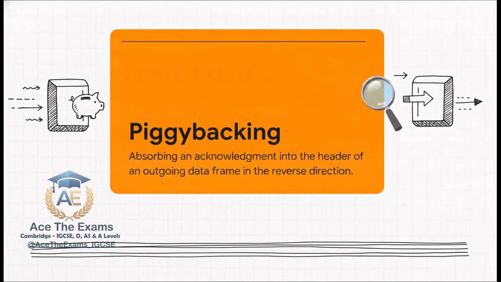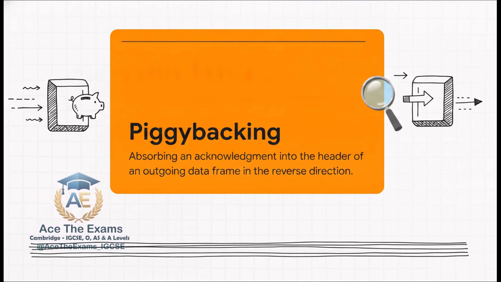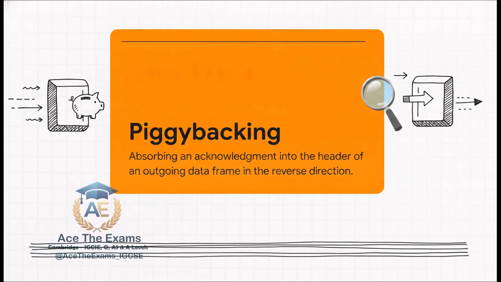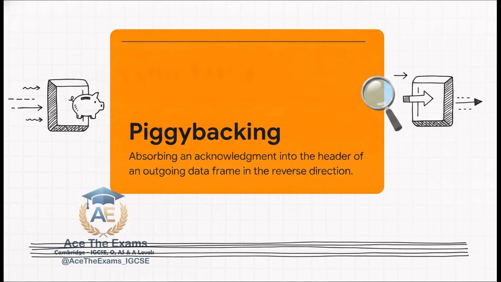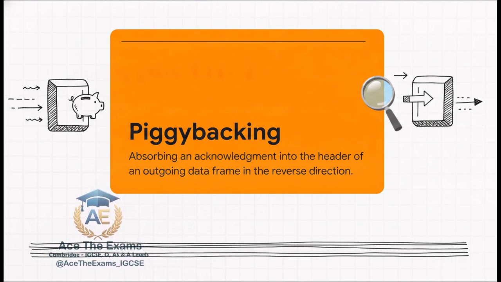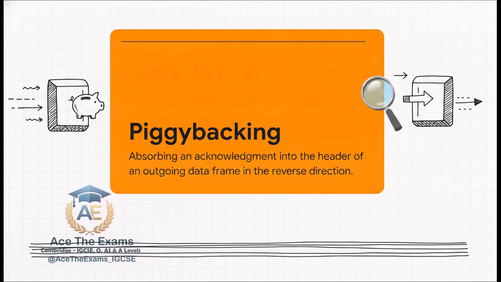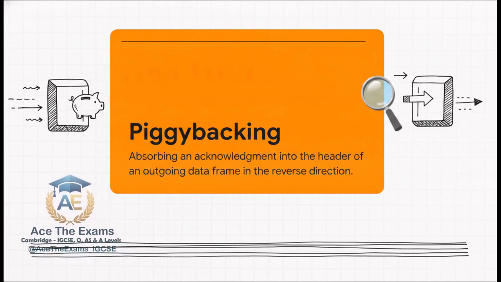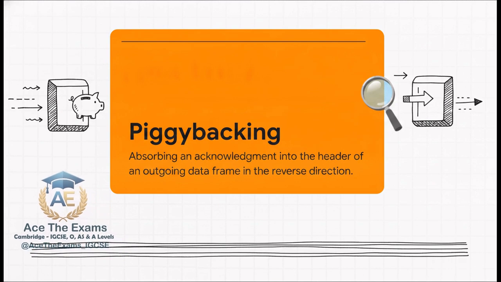Now, here's a really cool trick for two-way communication called piggybacking. Normally, sending a dedicated ACK frame back to the sender costs extra processing and adds extra headers. But with piggybacking, the acknowledgement gets a free ride. It just absorbs right into the header of a regular data frame that already happens to be heading back in the reverse direction anyway. It's an incredibly smart way to beautifully conserve our channel bandwidth.